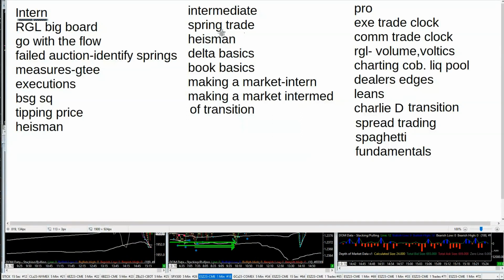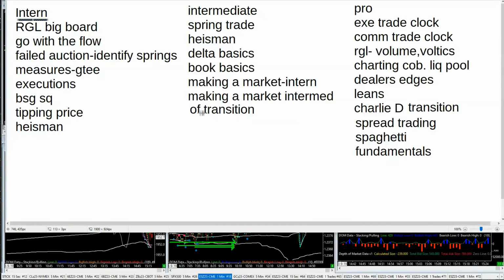We start thinking about the Heisman trade specifically from the spring trade idea, the delta basics of trying to find that trapped trader, the book basics that form part of that, the concept of spoofing, and then, of course, making a market, the exercises, trying to make sure that you guys know how to make a market, how to get comfortable just making a market. That's all going to be on demo so that you can practice as much as you like with no damage to your account. And obviously, we start developing out not just the intern exercise of making a market, but the intermediate exercise where you start actually adding a few more elements to making a market properly.